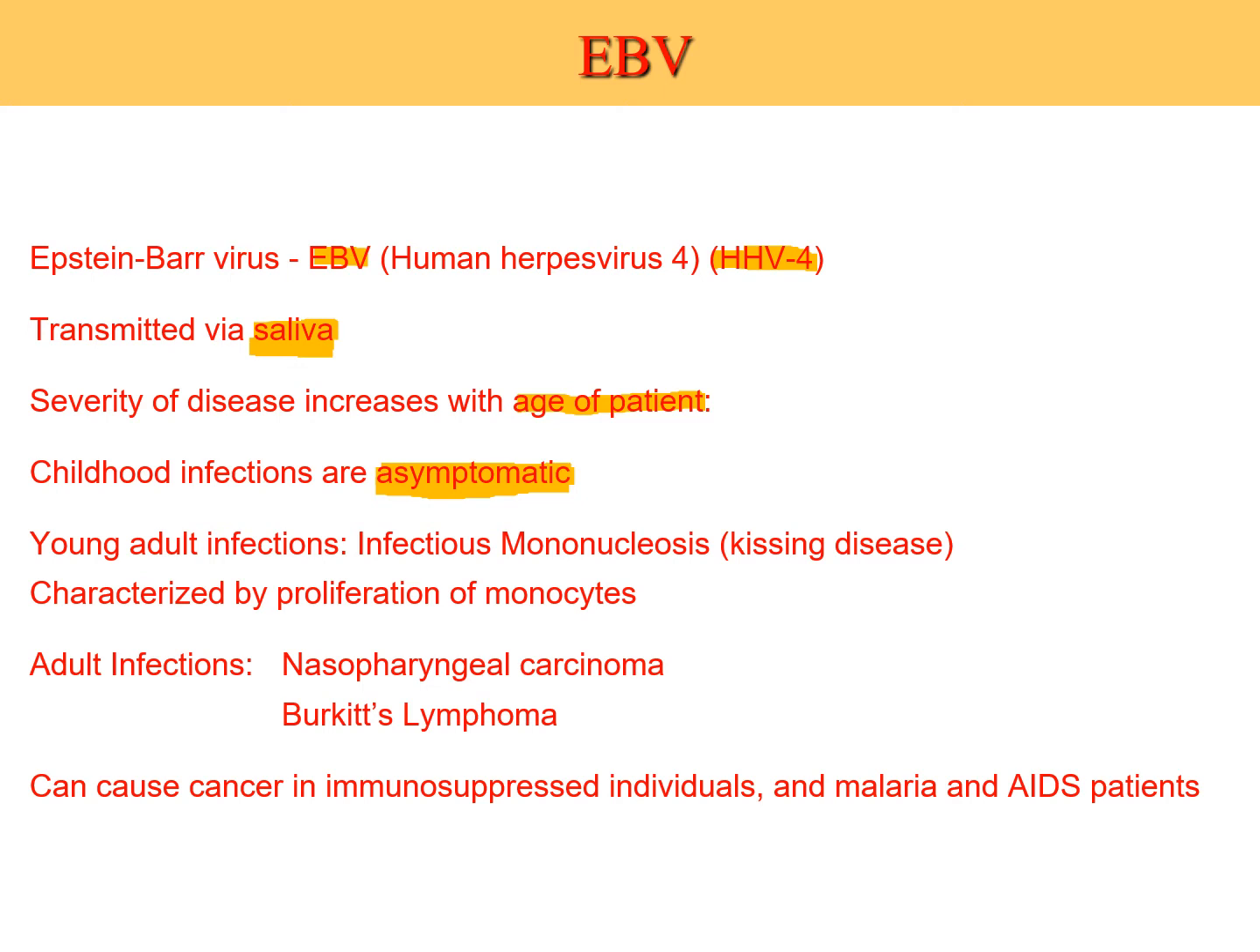Young adults, teens, if they're infected for the first time with EBV, will get a disease called infectious mononucleosis, also called kissing disease, which is characterized by a proliferation of monocytes in the peripheral blood. In older adults, the infection has been clearly associated with a type of cancer, nasopharyngeal carcinoma, more common in Asia than in the rest of the world, and also Burkitt's lymphoma, more common in the middle eastern side of the African continent, but it can occur in other places.